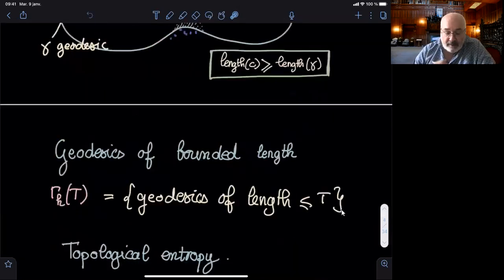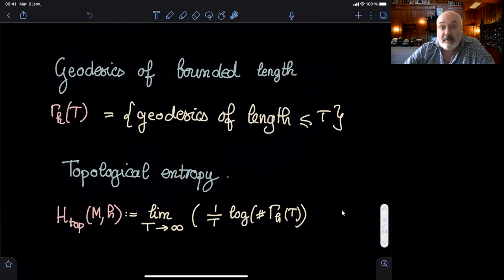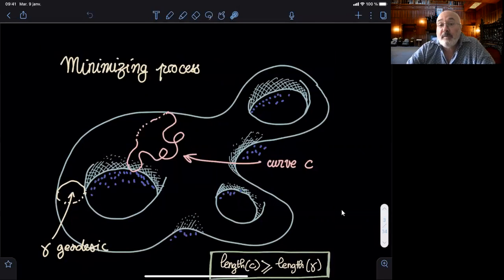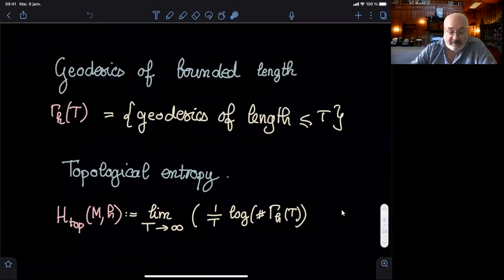So now if you want to count those geodesics, of course you can't, because the other thing that you learn when you start learning about negatively curved manifolds is that the pi1 is infinite and the set of conjugacy classes is infinite. So this means you have infinitely many geodesics, so there is no way to count them directly. So what you do is you count them asymptotically.